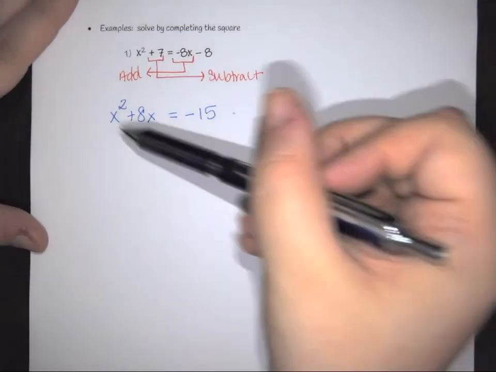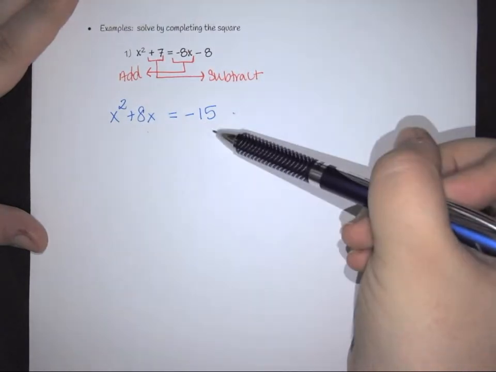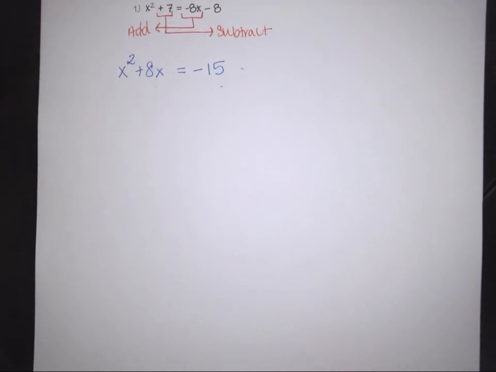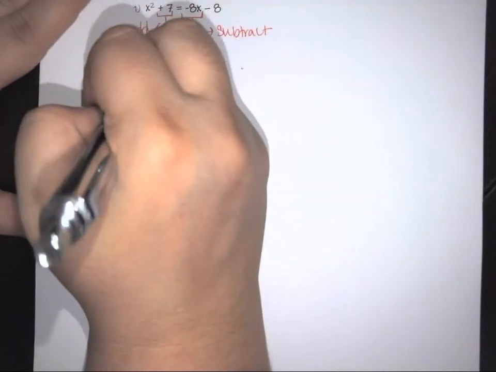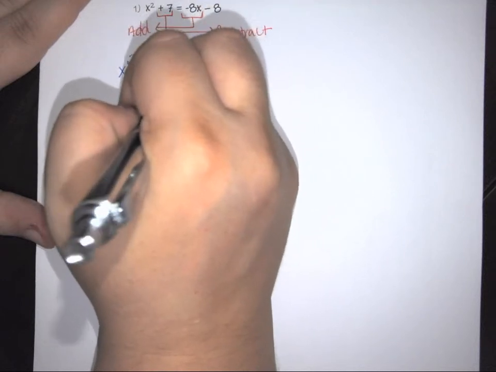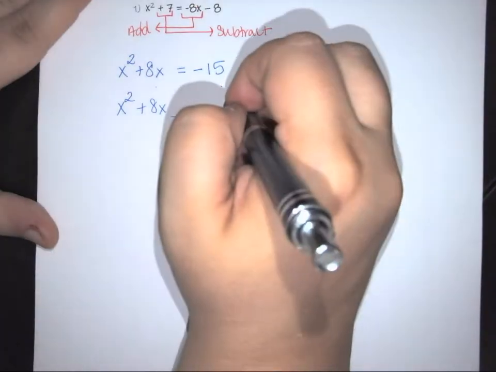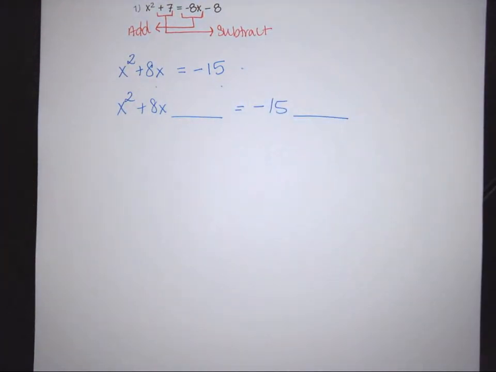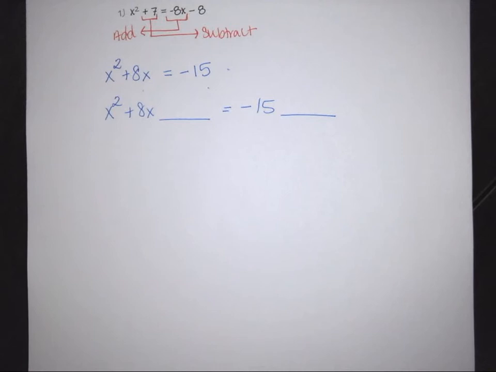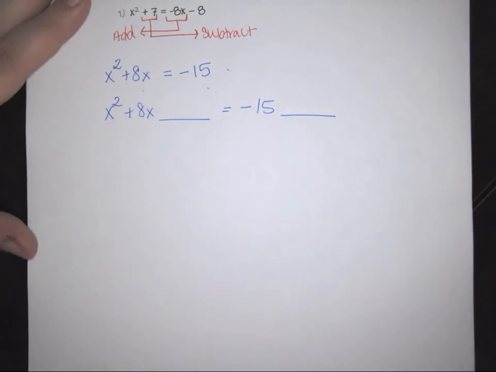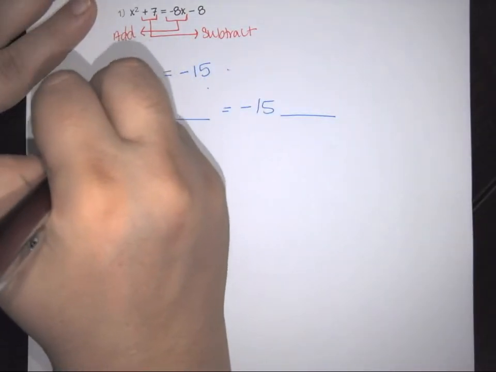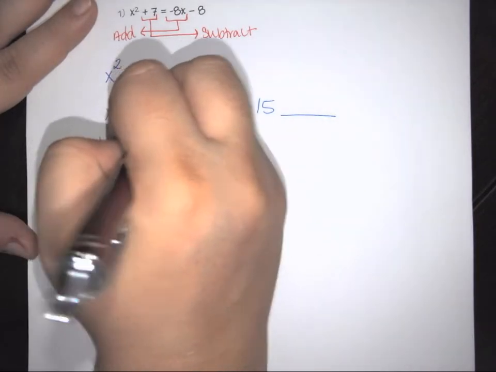Now that I have it set, I've got my x terms on one side, my constants on the other. I'm going to set up the square root. When I do completing the square, I like to write my equation, x squared plus 8x, and input a space. I then have the minus 15, and I'm going to input that same space, because whatever I do to one side of an equation, I have to do to the other. Once I get it all set, I have to do what's called the complete the square step. So the complete the square step is as follows.